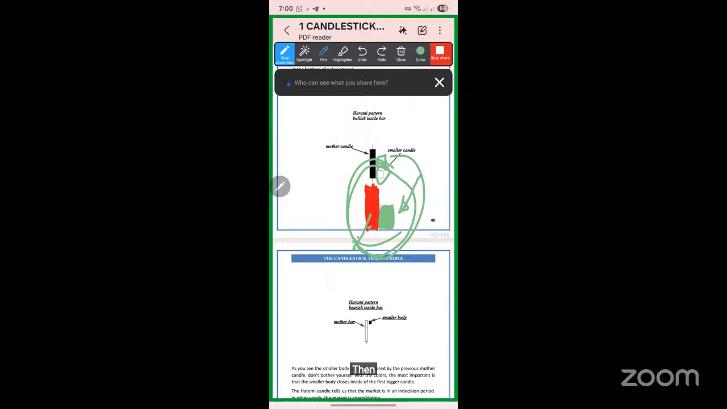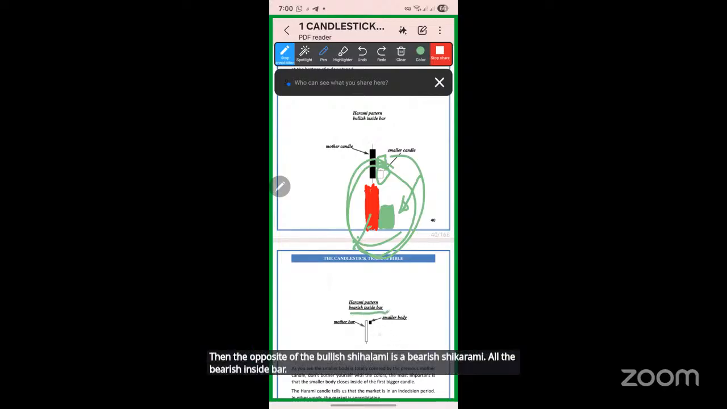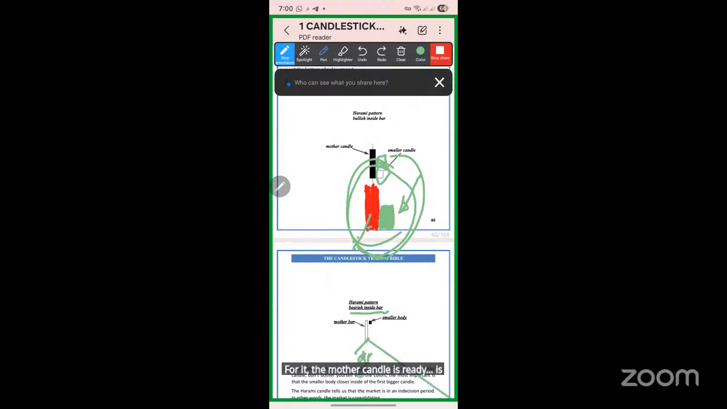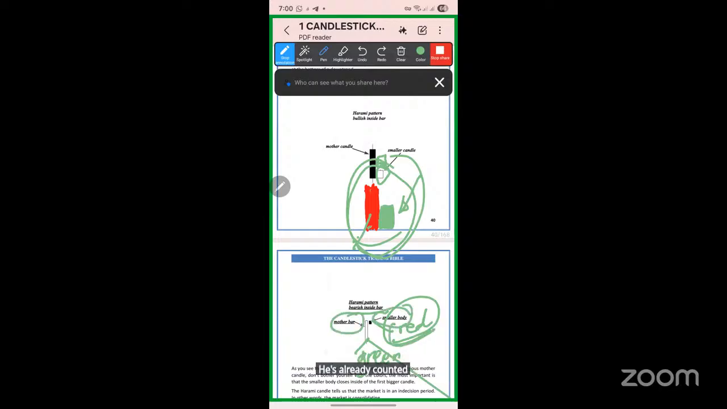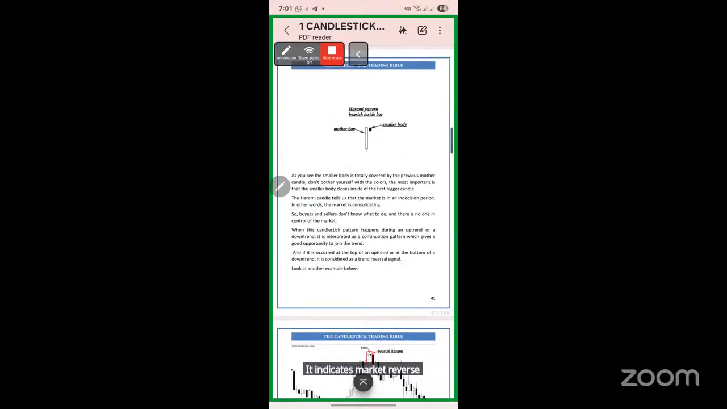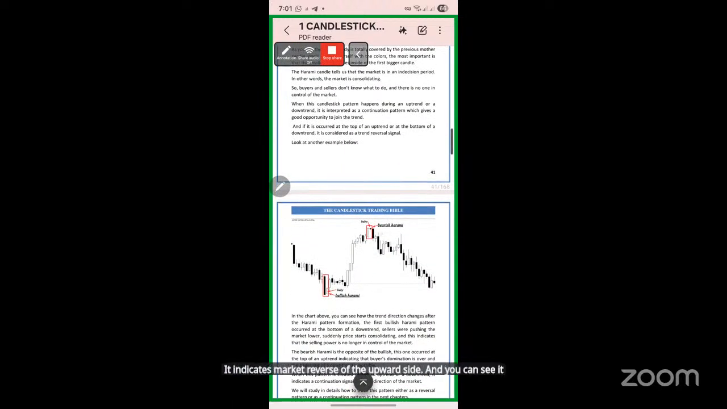The opposite of the bullish harami is the bearish harami, or the bearish inside bar. For it, the mother candle is a green candle with a bigger body, followed by a small red candle with a smaller body. This qualifies as a bearish harami pattern, or a bearish inside bar. It indicates market reversal to the downward side, and you can see it is always formed at the end of the upward trend.